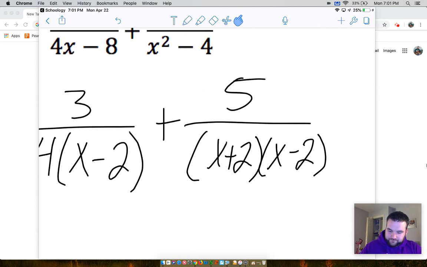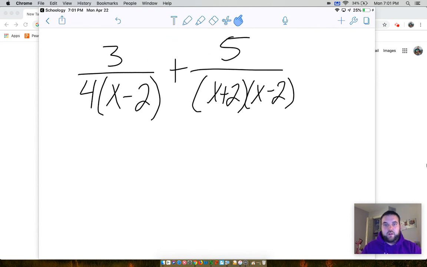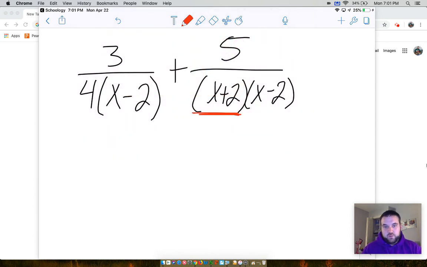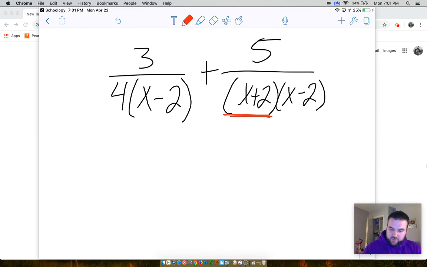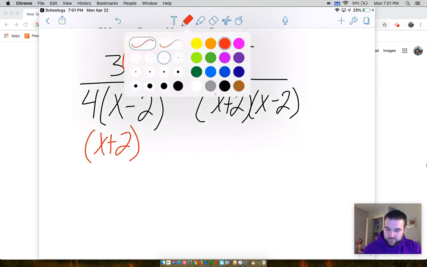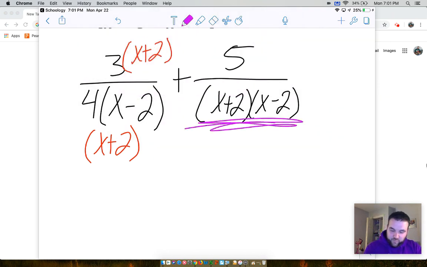Okay, so again, I'm looking at this trying to figure out how can I get their denominators to match. So I see that the right fraction has an x plus 2 that the left fraction does not. So that means I'm going to have to multiply by x plus 2. Now I know it's not right next to it. I didn't leave a whole lot of space for myself there. So now the first fraction has everything that the right-hand fraction does, but over here, I'm missing this 4 that the first fraction has. So I'm going to multiply by 4 on the top and the bottom.